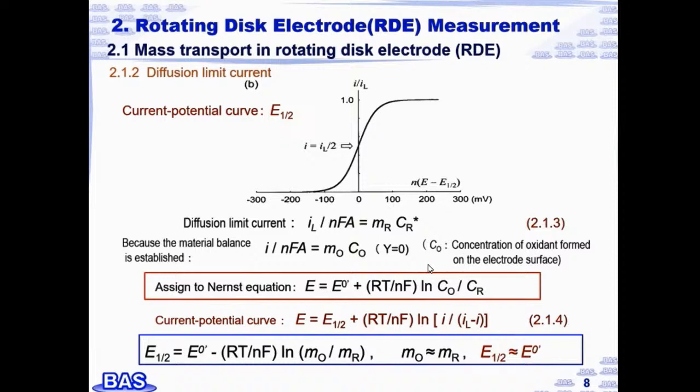Substituting the above concentration equation into the Nernst equation, the current potential curve is expressed by equation 2.1.4. When the mass transfer coefficients of the redox substances are the same, the half-wave potential corresponds to the redox potential. The half-wave potential can be easily determined from the RDE measurement.